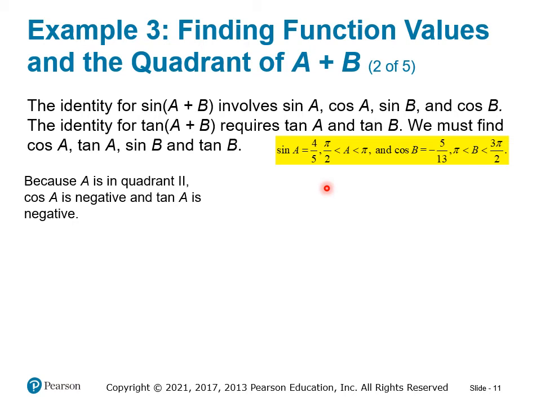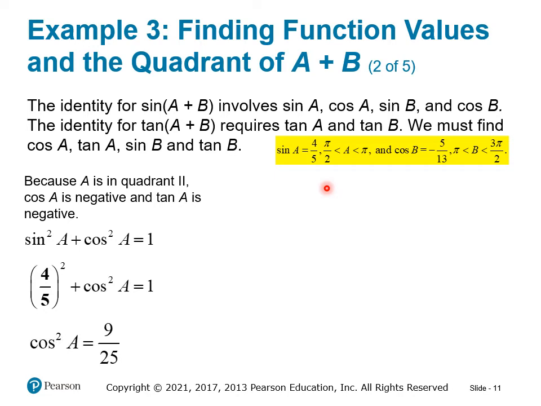Because A is in quadrant 2, we know automatically that cosine of A is negative and tangent is also negative. So here we're going to use the identity of sine squared plus cosine squared equals 1. We substitute in the value for sine of A, and then we calculate the value of cosine. Since we know that the cosine is going to be negative, we use the negative square root of 9 over 25, which is negative 3/5.